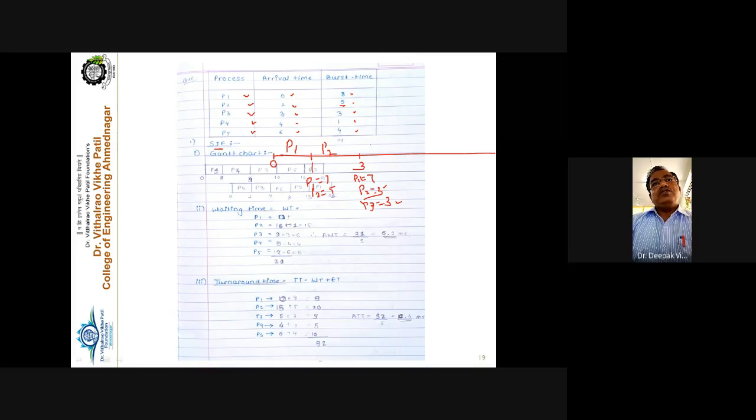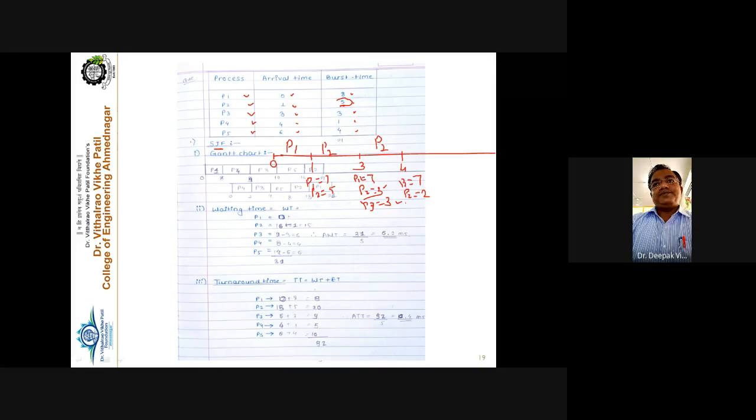So which will go? P2's total time required is 5, but between 1 to 3, 2 milliseconds are already executed. From 1 to 2 and 2 to 3, 2 milliseconds executed. So it will continue in execution, P2 process continues up to 4 milliseconds. So here I can have P1 equal to 7, right? Then P2 equal to 2, because 1 millisecond is executed.